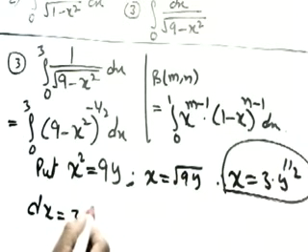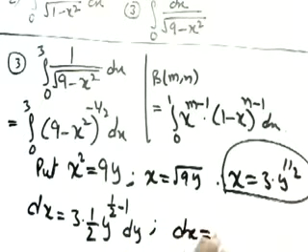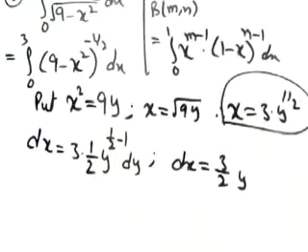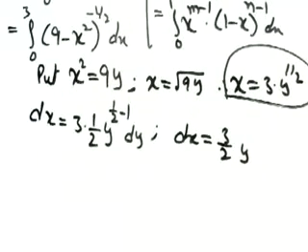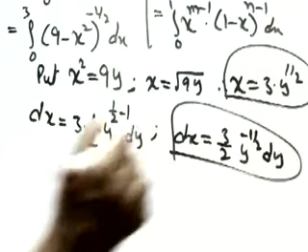This is d by dx of x power n, which is n into x power n minus 1. So lastly, what is here? dx equals 3 by 2 y power, 2 ones are 2, 2 minus 1 will be minus 1 by 2. So this will become y power minus 1 by 2 dy.